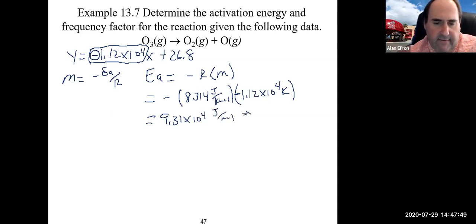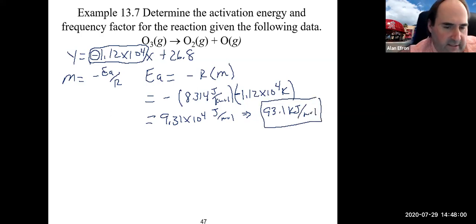And since activation energy is usually given in kilojoules, something like 93.1 kilojoules per mole would be our answer there for activation energy, using our graph to determine that. Any questions on that there?